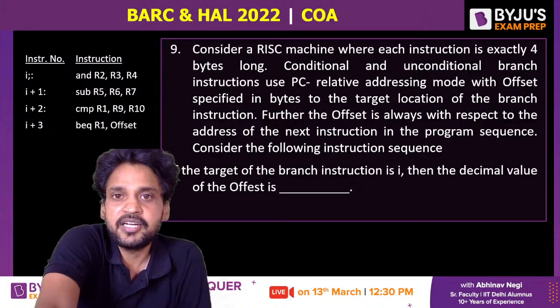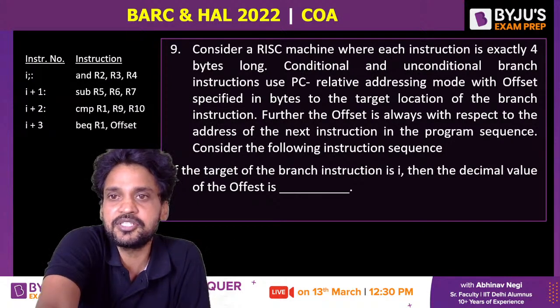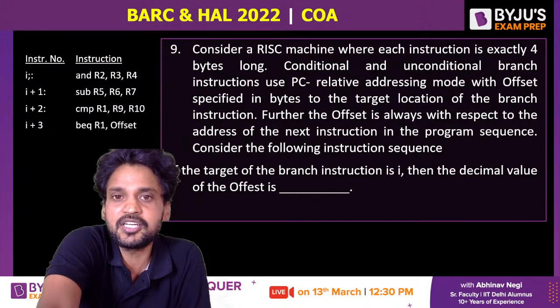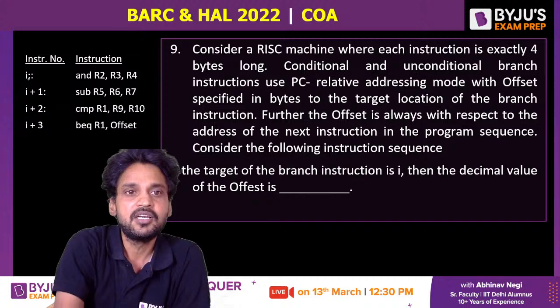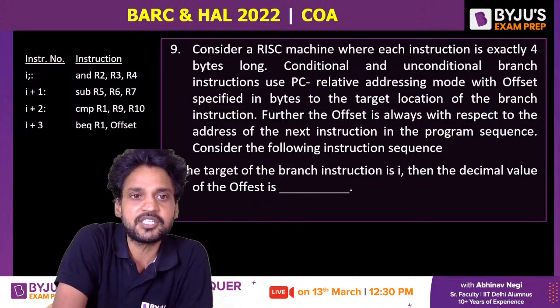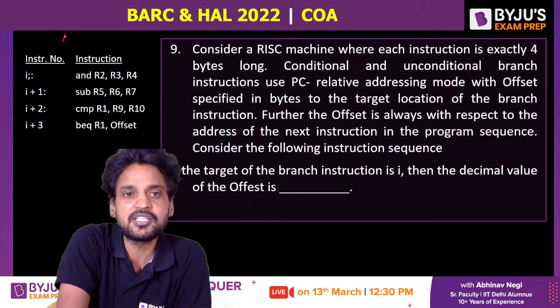I don't need to illustrate this slide. Consider a RISC machine where each instruction is exactly 4 bytes long. Conditional and unconditional branch instructions use PC relative addressing mode with offset specified in bytes to the target location of the branch instruction. Further, the offset is always with respect to the address of the next instruction of the program sequence. Consider the following instruction sequence. This is the first instruction, second instruction, third instruction, fourth instruction. This is the RISC machine.